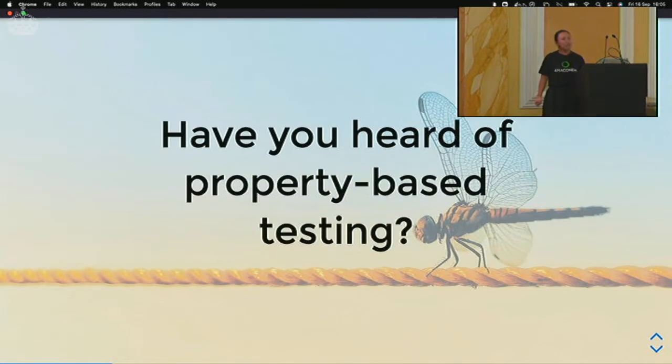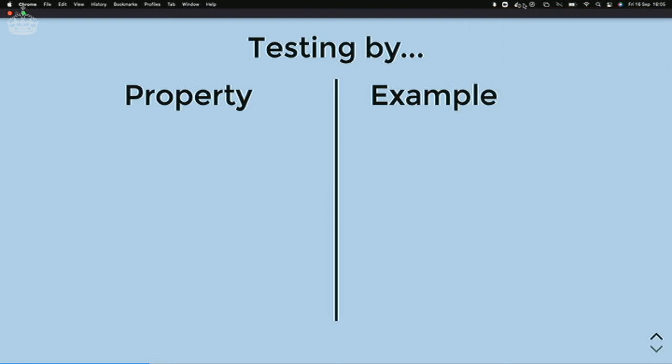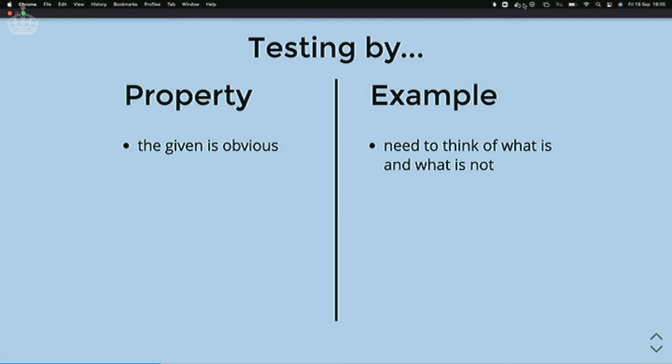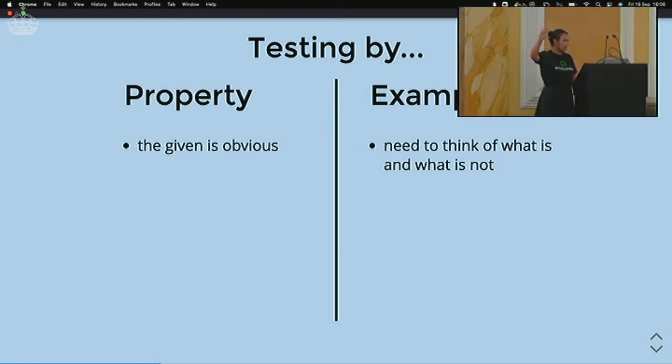So have you heard of something called property-based testing? I see some no, some yes, some hands up, very confident. Just so all of us are on the same page, I'm going to give some background on what property-based testing is. To compare property-based testing with what we do normally, which I would call testing by example: with testing by property, you give something that's quite obvious. Who is using typing in your code? Yes, some of you.